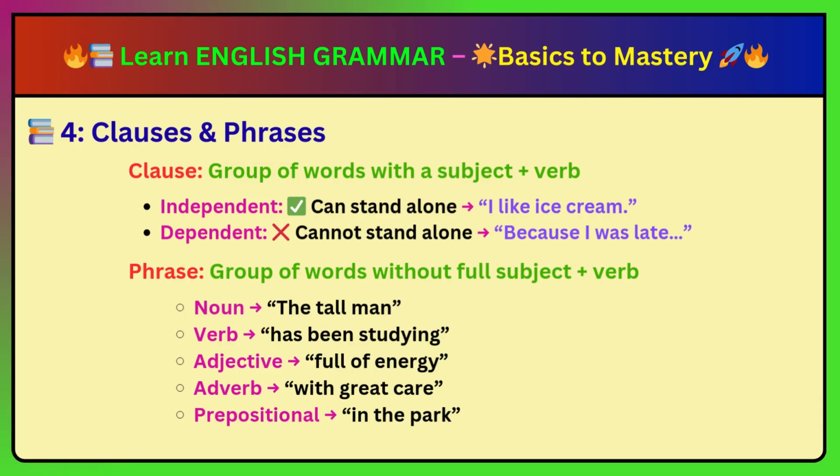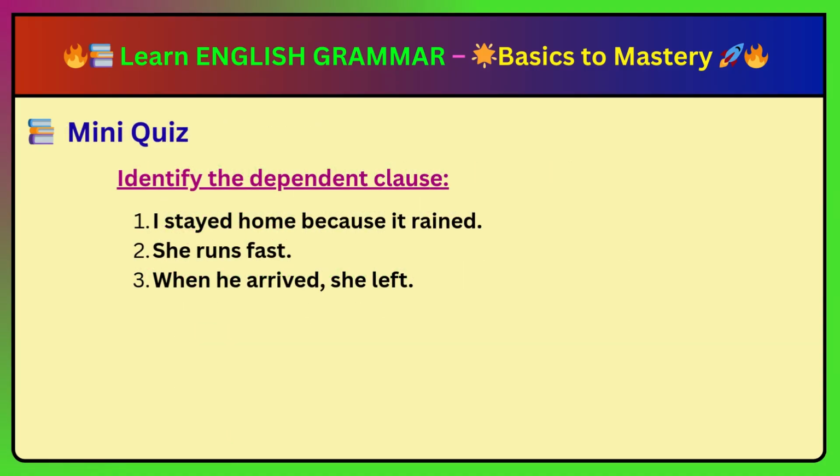Okay, let's move to the quiz part. Please identify the dependent clause in the following sentences. Take 5 seconds to think. Okay, let's reveal the answers. 1. Because it rained. It cannot stand alone, so it's dependent. 2. She runs fast. This is a complete sentence, so no dependent clause. 3. When he arrived. It cannot stand alone, so it's dependent. Did you get them all right?